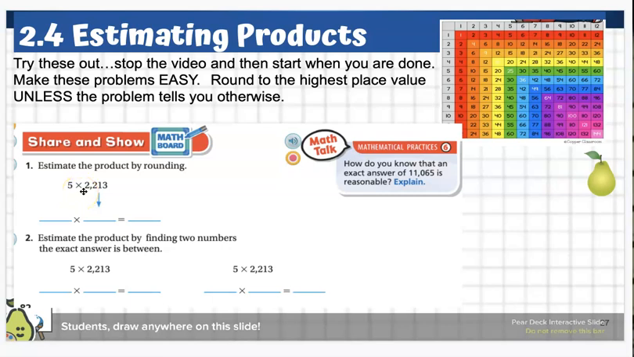So 5 groups of 2,213. Just estimate. Pause the video, give it a go, and then when you see me moving the mouse again, start it. All right, hopefully you did it. Let's give it a go.